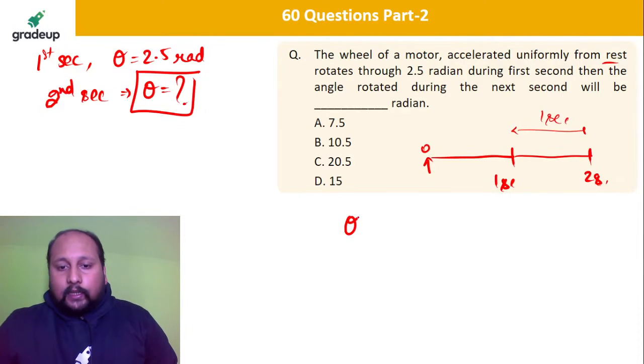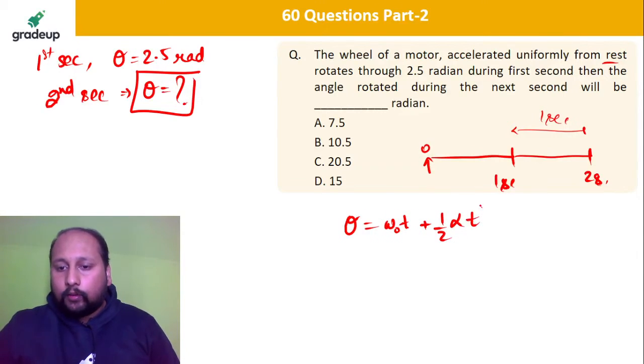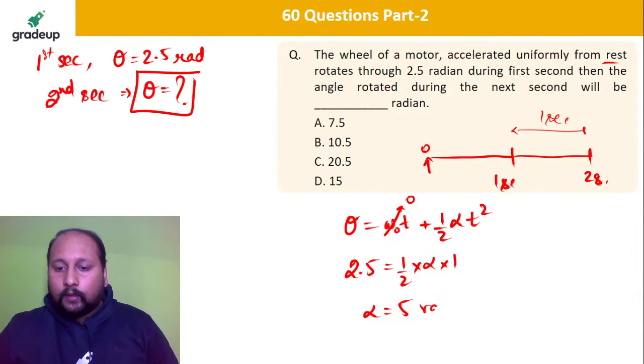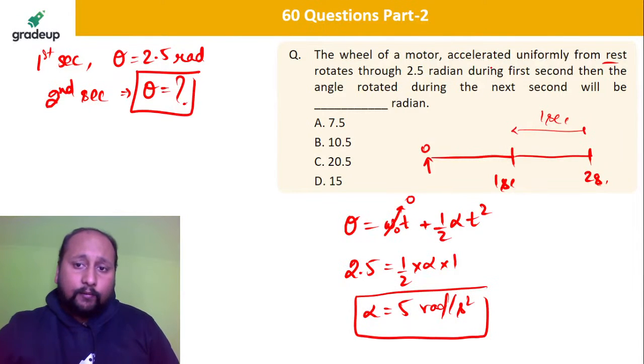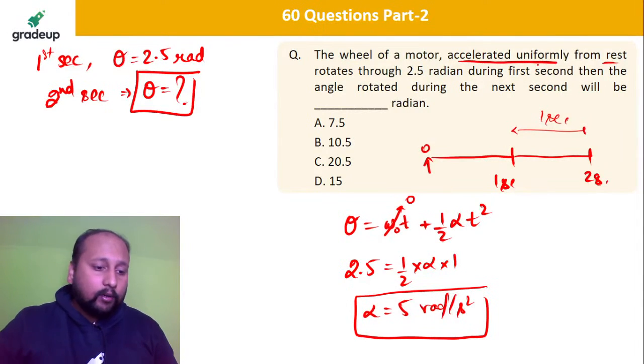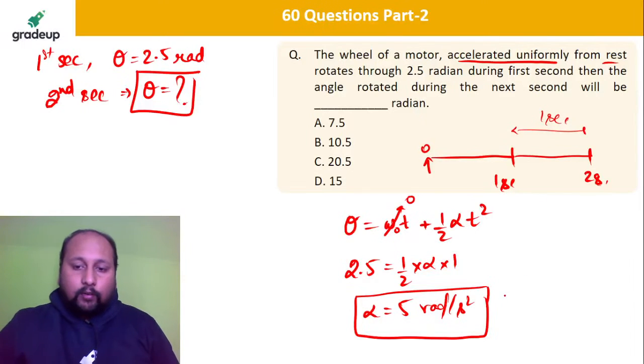You have to calculate theta. Theta is equal to ut, or omega naught t plus half into alpha into t square. Fine. So this is 0. T is 1 second. So theta is 2.5. 2.5 is equal to half into alpha into 1. So alpha is equal to 5 radian per second square. Okay, 5 radian per second square. And we will be using this because it is being accelerated uniformly. So alpha is equal to 5.